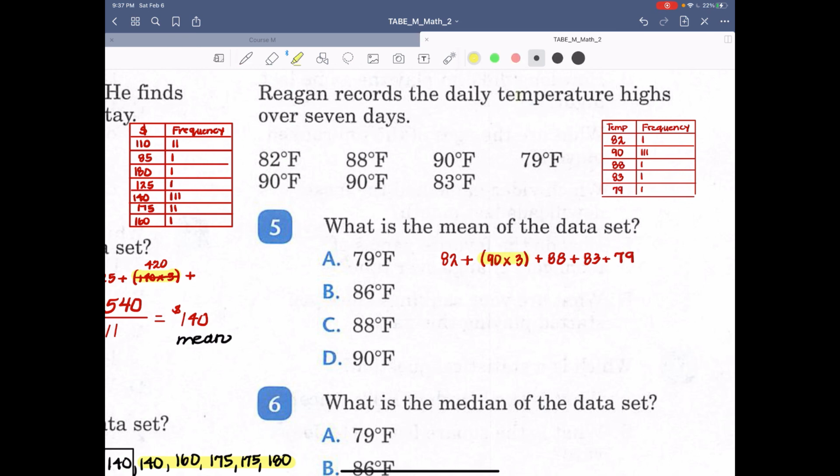Parentheses first. 90 times 3 is 270. And then add all those up. So I have 82. Sorry, I'm getting my calculator up here. 82 plus 270 plus 88 plus 83 plus 79.